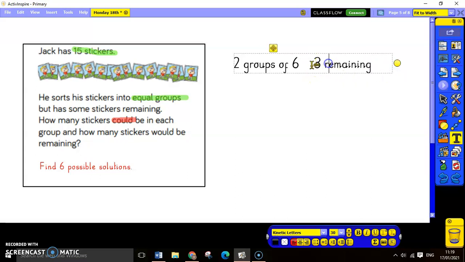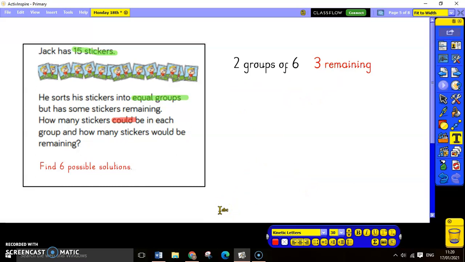I wonder whether that's a starting point for you. If Jack makes 2 groups of 6, he's got 6 stickers in this group, 6 stickers in this group, he'd have 3 left over, and he wouldn't be able to make another group because that wouldn't be equal. He'd have 2 groups of 6 and 1 group of 3. So can you find 6 possible ways now that I've given you a way maybe to get started?